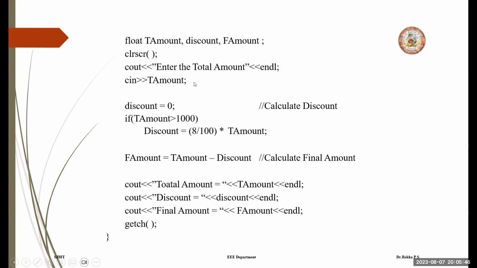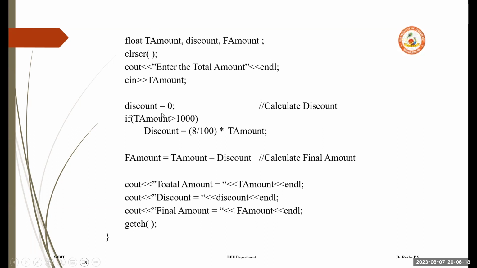Now enter the total amount that I'll be storing in tamount, that is total amount. This is a variable which is storing the total amount what the user will enter. Next, I have declared one variable for discount, and I have initialized that discount variable to 0, because this variable is meant to calculate the discount.